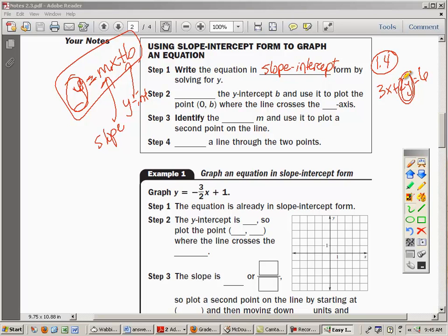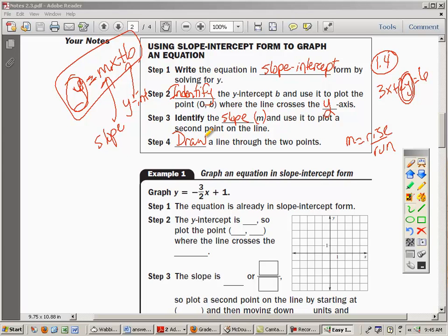All right, the second part of this then is to identify the y-intercept. Identify the y-intercept b and use this to plot the point (0, b) where the line crosses the y-axis. Our next step is to identify the slope, or m, and use it to plot a second point, again recognizing that slope is the ratio of rise over run. And then finally we're going to draw a line through the 2 points to make our line.